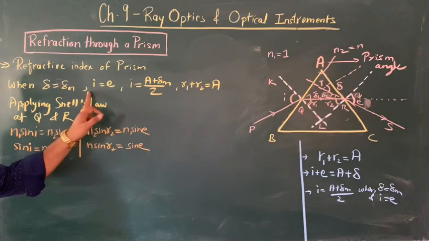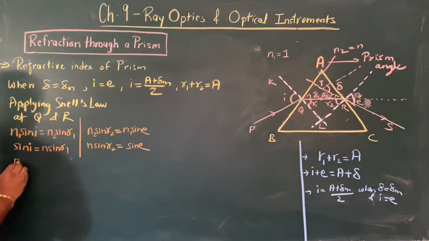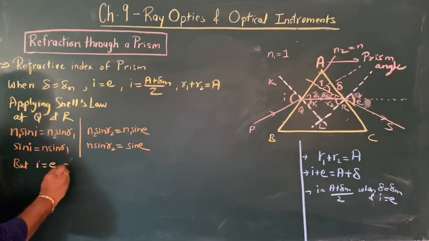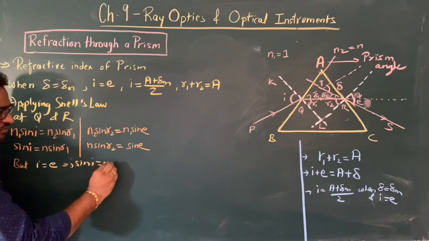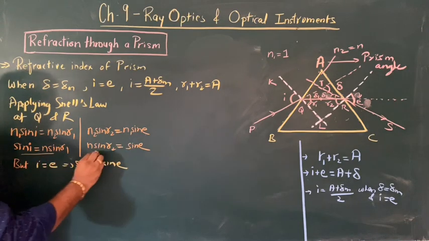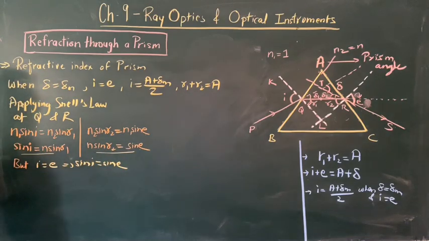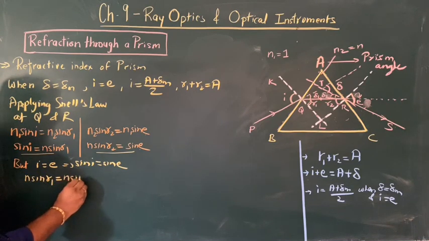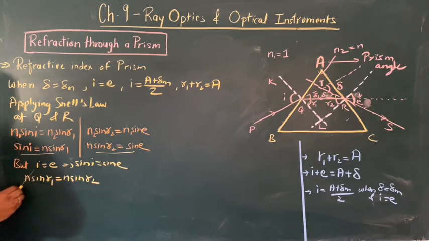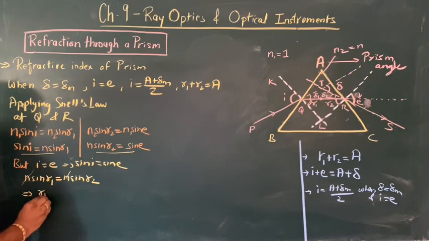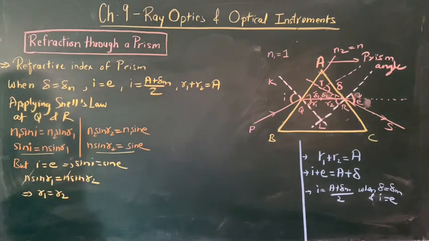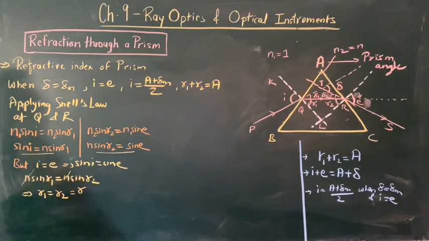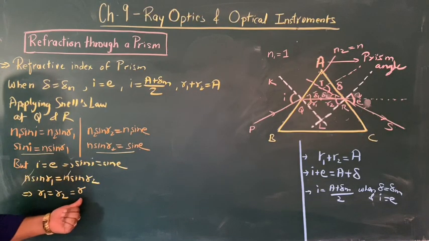Clear? But see, I is equal to E. That implies sine I equal to sine E. When I compare these two equations, here it's sine E, here it's sine I. So N sine R1 equal to N sine R2, and N gets cancelled. So we get a new thing, R1 equal to R2. Okay, and let's take this as R. I have taken R1 equal to R2 equal to R.